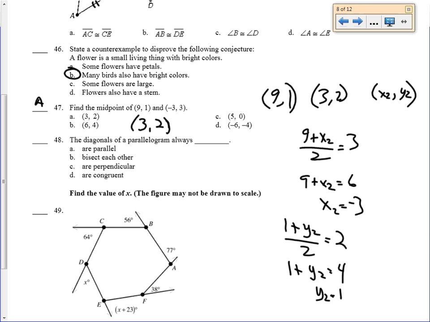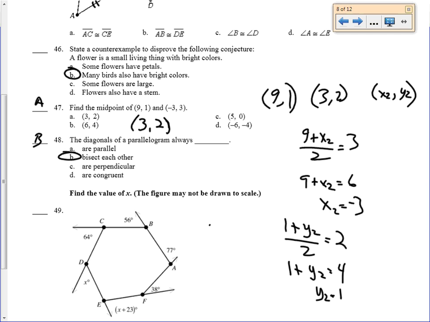48, the diagonals of a parallelogram always bisect each other. 49, sum of the interior angles. Okay, this is exterior angles. My question is not related to this. My first question is not related to this. Okay, again, guys, answer my first question. What's the sum of the interior angles of this figure? There you go. N minus 2 times 180.